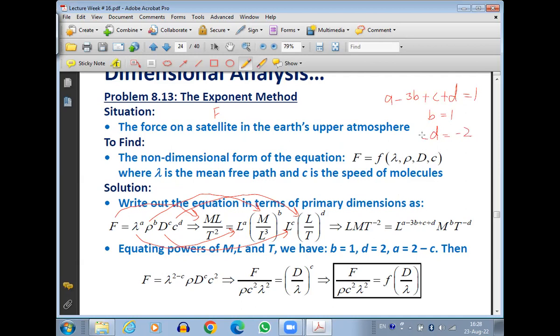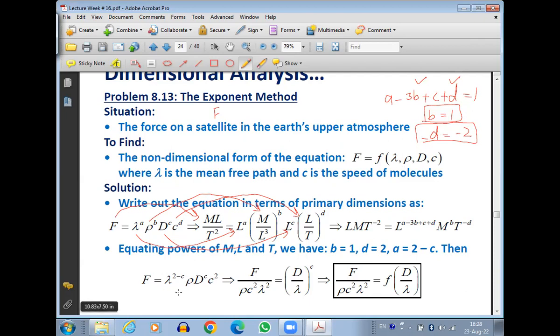Okay, so from this we know that the value of D will be 2 and B will be 1, and if I substitute the values of D and B, I can get A as a function of C. So A will be equal to 2 minus C. If I substitute the values, F is equal to lambda to the power 2 minus C, rho to the power B, where B is 1, so it's just rho, D to the power C, and then C to the power D, where D is 2, so it becomes C squared.